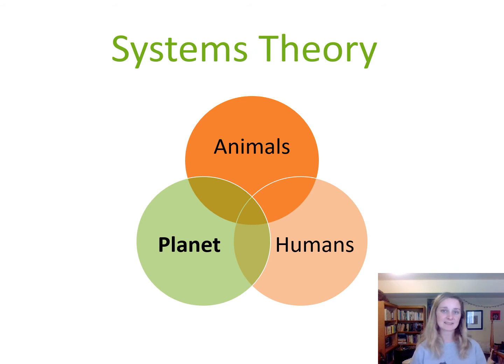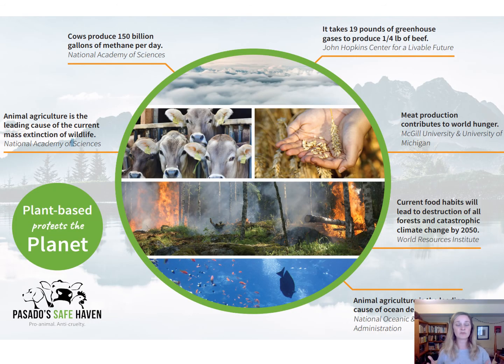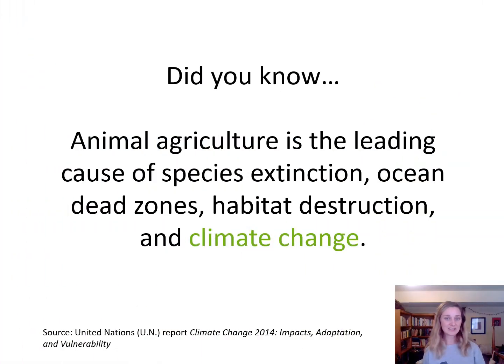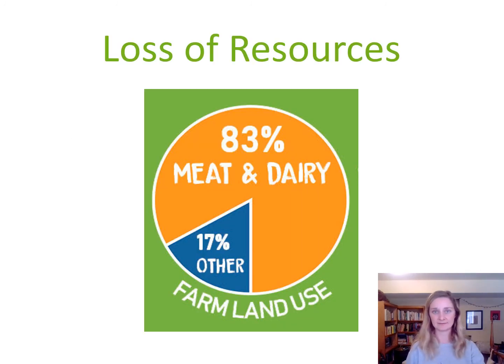Now that we have talked about the systems of animals and humans, let's talk about the planet. This is an informative infographic that was created by Pasado Safe Haven. You can find this on our website, pasadosafehaven.org, and print it off and download it yourself. This infographic shows a lot of important facts about how animal agriculture impacts our world. Did you know that animal agriculture is the leading cause of species extinction, ocean dead zones, habitat destruction, and climate change? Let's start with talking about resources.